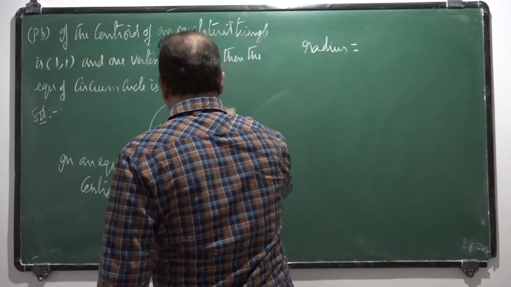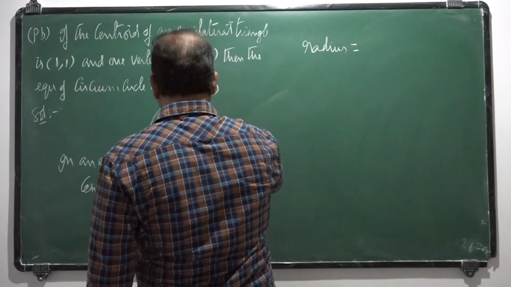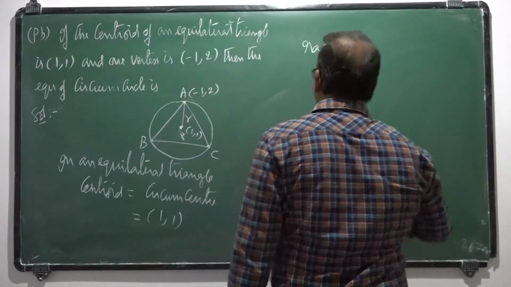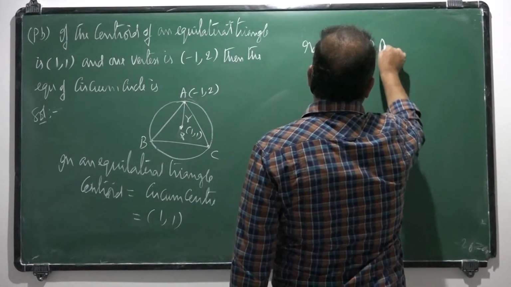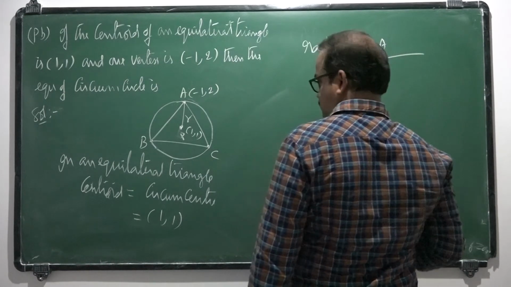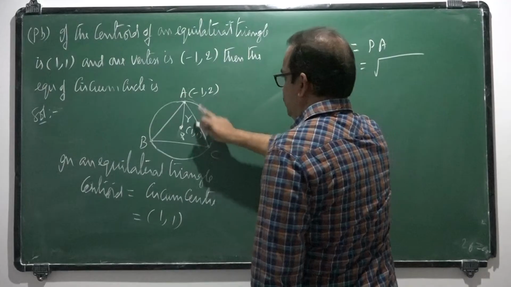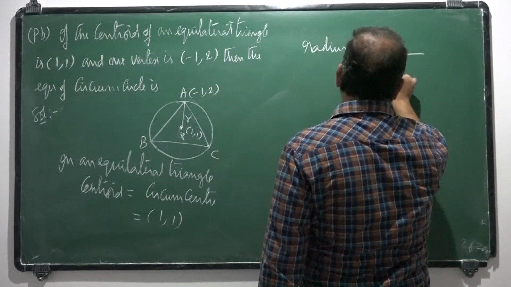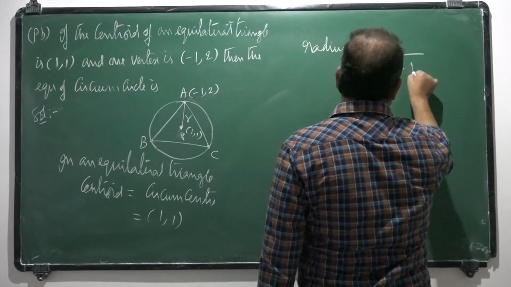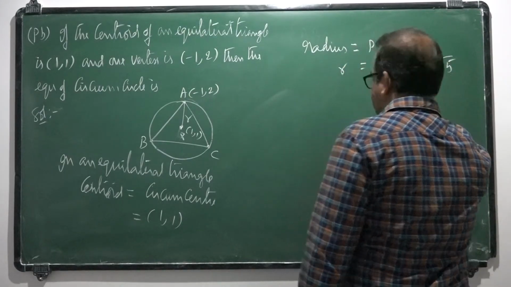Let the center be P. Radius is equal to PA, the distance: (1 plus 1) is 2, square 4, plus (1 minus 2) minus 1 whole square, 1. Radius is equal to root 5.